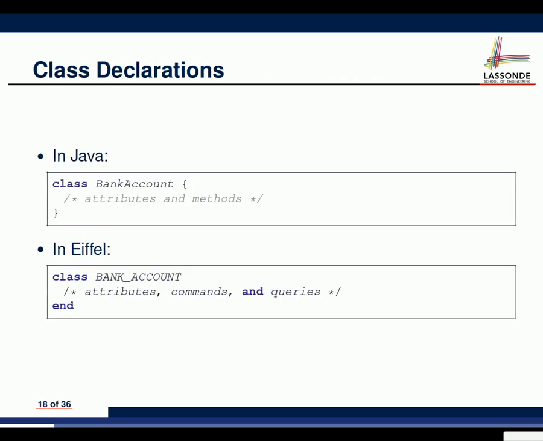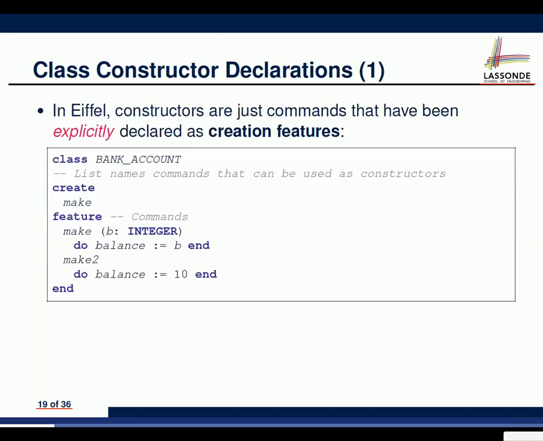Okay, that's how you declare a class. It's easy. And for the constructor, now I want you to look at this fragment of code over here. In the feature section, there are basically 2 commands, make and make2. They are simply normal mutator commands. However, in order to create an instance of bank account, you can only call make. You cannot call make2. The choice is not arbitrary. It's our choice because under the create, in line number 3, we list all the commands that can be used in order to create the objects.